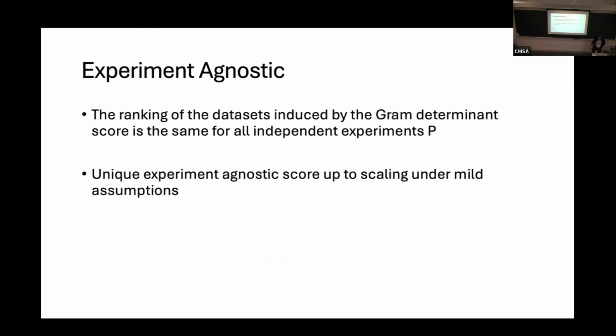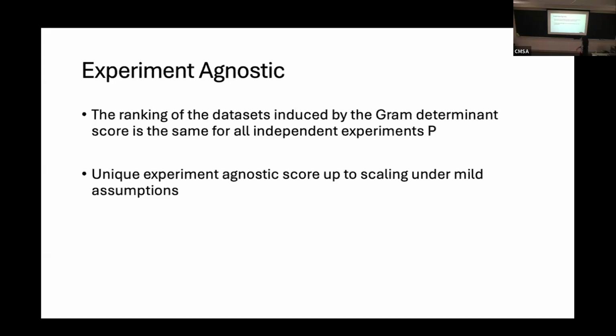Another really nice property of the Gram Determinant Score is that it's experiment agnostic. We're picking a y, and y is just stochastically related to our true data x. We really want our reliability ordering to remain the same, regardless of which y we select, as long as the experiments associated with the different y are all linearly independent. That's what we call experiment agnostic.